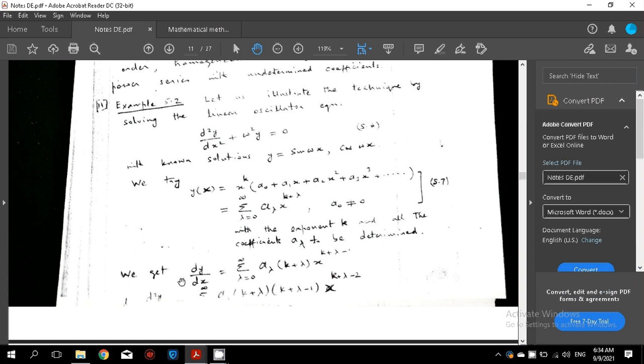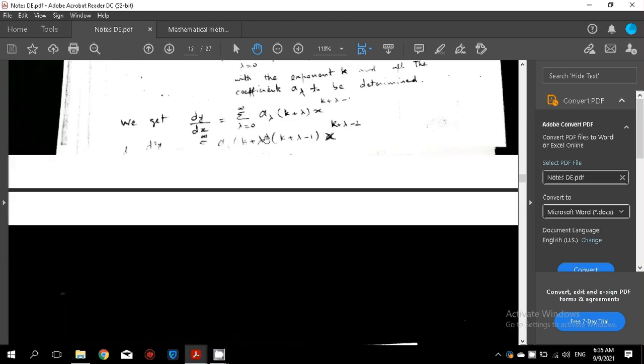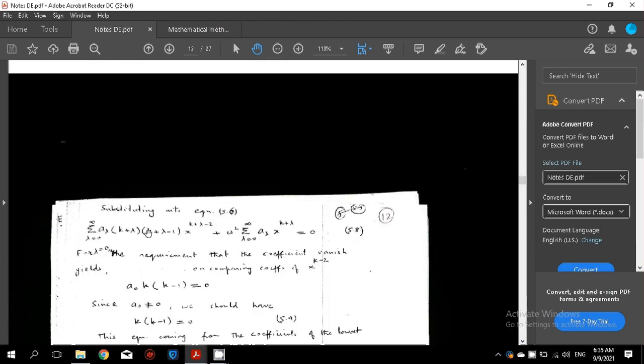First step is to assume the solution in the series form, and then we substitute the values of y, y dash and y double dash in the given differential equation. So as soon as we do this and do a little bit of simplification, we get this equation, equation 5.8 written here.